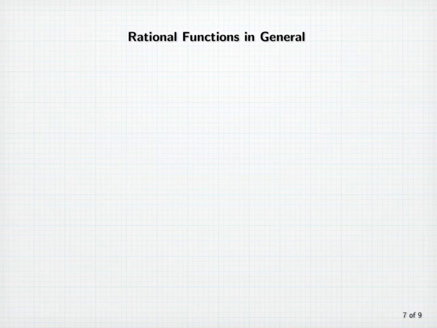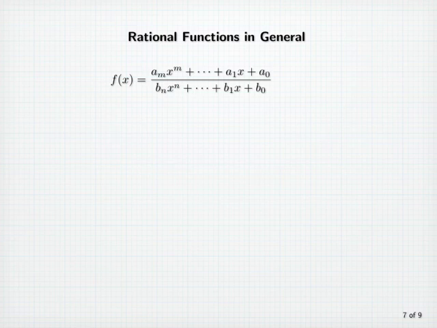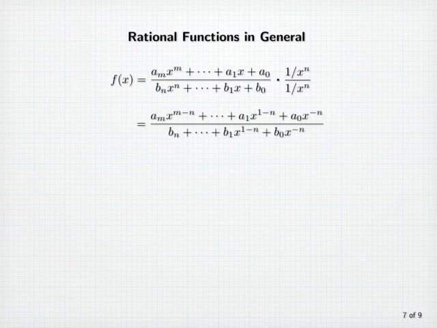Now let's think about rational functions in general. Suppose that f of x is a rational function whose numerator is an mth degree polynomial with coefficients a0, a1 through am, and whose denominator is an nth degree polynomial with coefficients b0, b1 through bn. We'll multiply the numerator and denominator by 1 over x to the nth power and obtain an expression in which the first term in the denominator is the constant bn. Notice that all other terms in the denominator involve negative powers of x, which will approach 0 as x goes to either plus or minus infinity.